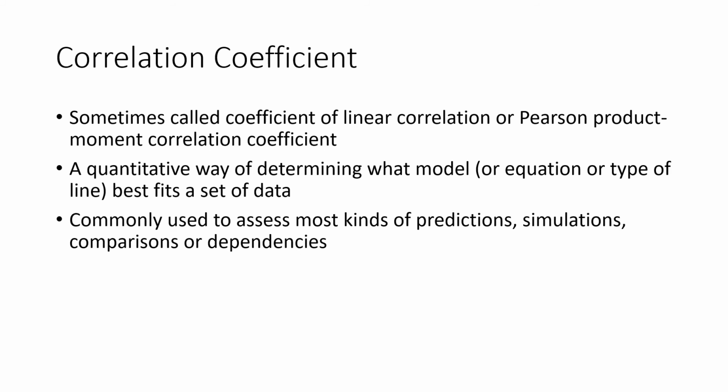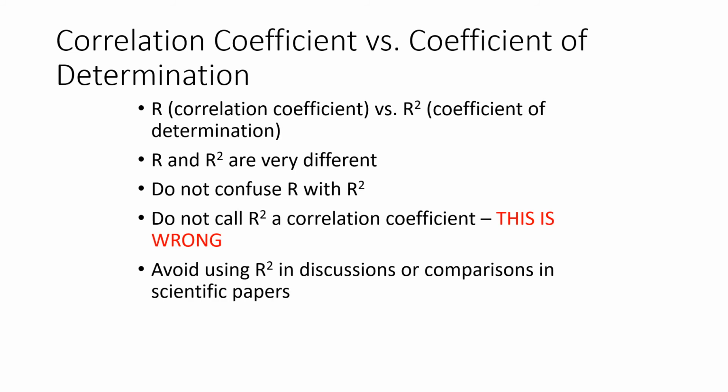It's a quantitative measure to assess how good a model is, how good a prediction is, how closely related two variables are, how connected before and after things are. So correlations are an excellent way of assessing predictions, simulations, and dependencies. Now, there tends to be a misuse or abuse of correlations. R is the correlation coefficient. R squared is called the coefficient of determination.